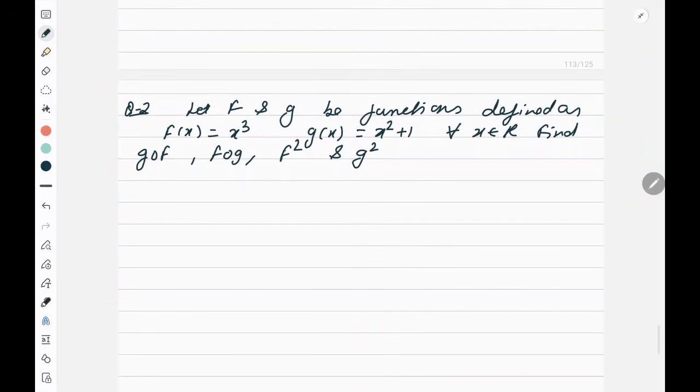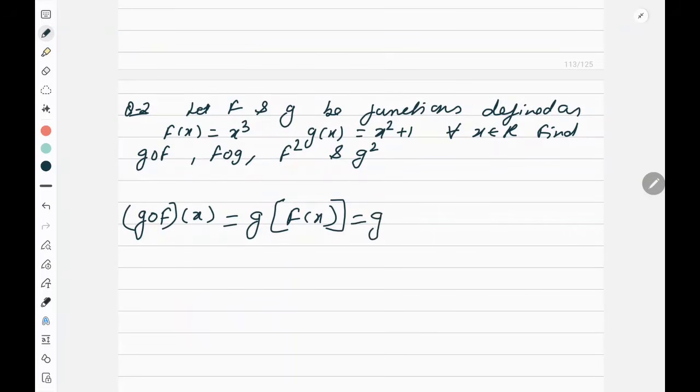Now what is there? Let f and g be the functions defined as this and this for all x belonging to R. Find g o f, f o g, f square and g square. Let us do one by one. So first I will start with g o f of x. So this will be g of f(x).